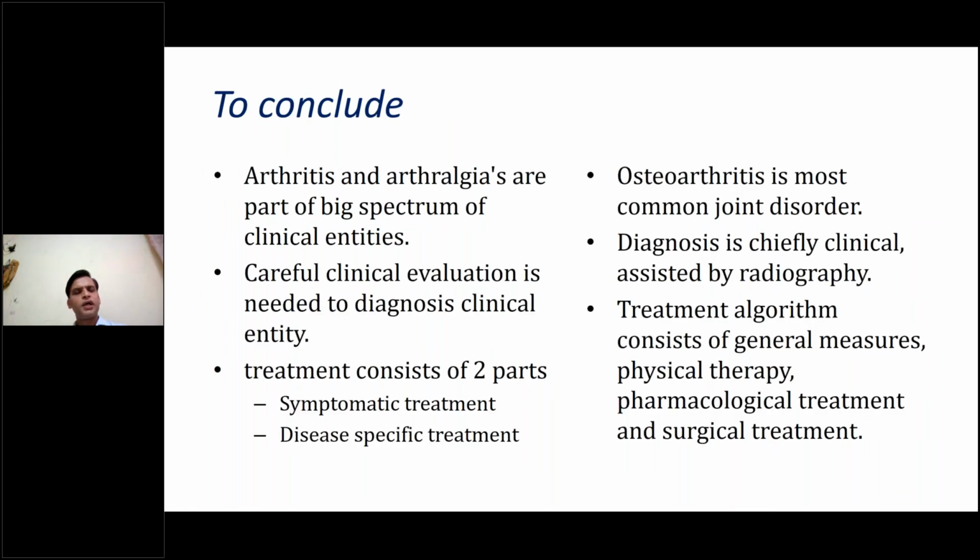So just to conclude, arthritis and arthralgias are part of a big spectrum of clinical entities. They require a clinical evaluation for exact diagnosis of the clinical entity, and treatment usually consists of two parts: symptomatic treatment and disease specific treatment. Osteoarthritis is the most common joint disorder, and diagnosis is chiefly clinical, assisted by radiography. Treatment is algorithm based and consists of general measures, physical therapy, medical therapy, and surgical treatment. Thank you.